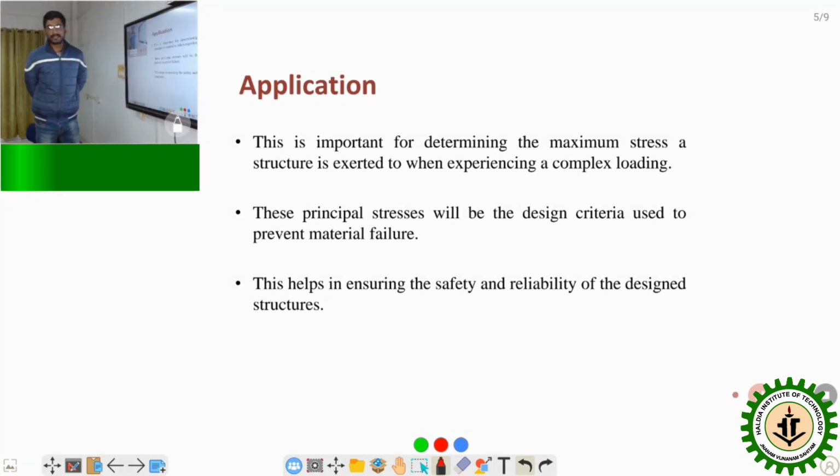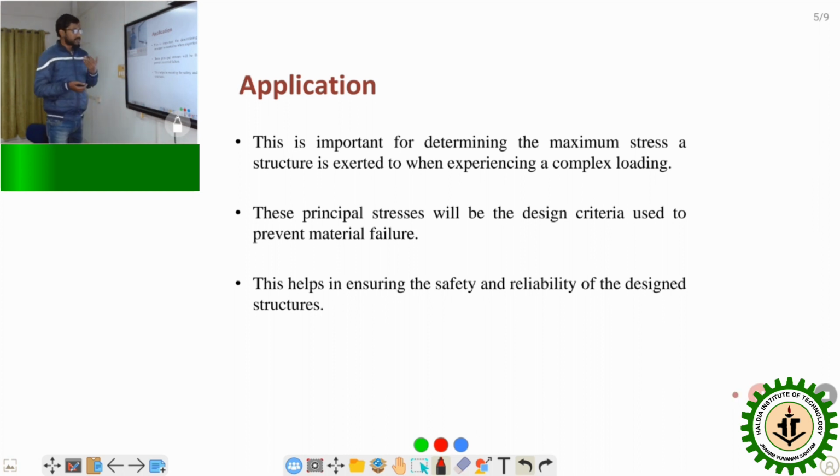Next, what is the application? Why do we learn principal stress and principal planes? Because calculation of principal stress is important for determining the maximum stress a structure is exposed to when it is under the action of compound or complex loading.